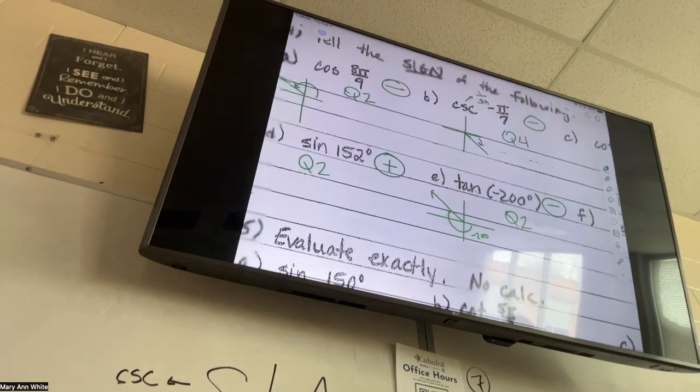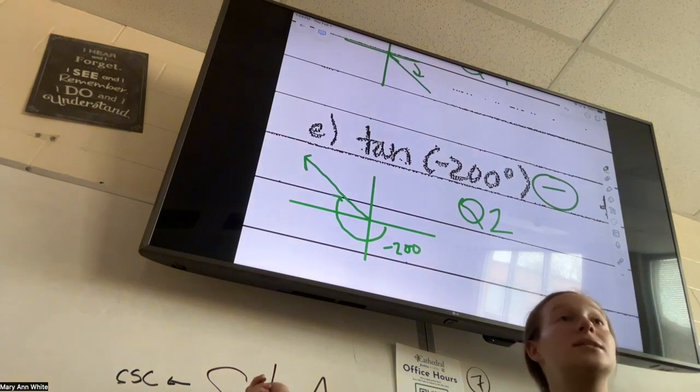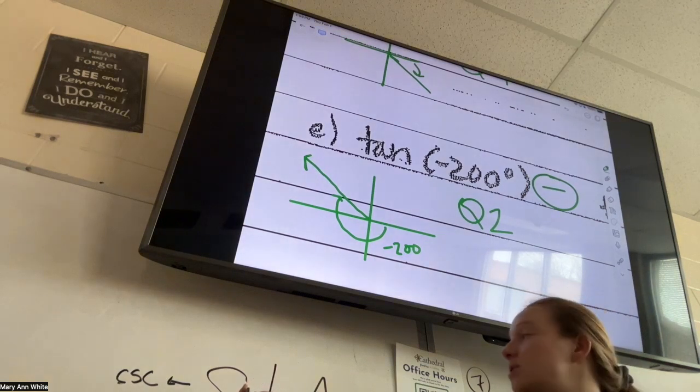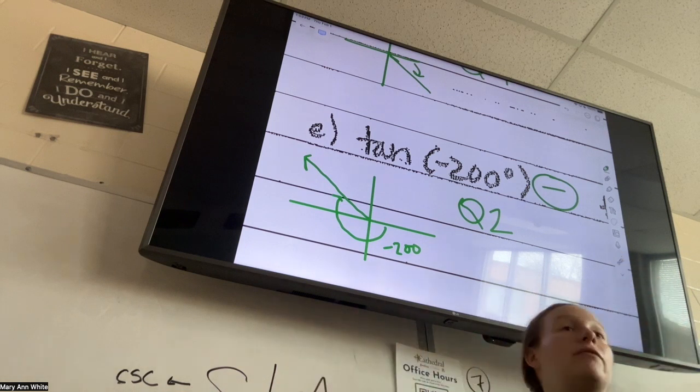Wait, can you repeat it? Say again. Can you repeat what you just said? So I said, we figured out this was in quadrant 2. And then I said, what is tangent in quadrant 2? Is it positive or negative? I don't have any rule on tangent, but I know in quadrant 2, only sine is positive. So I'm going to assume everything that's not sine or cosecant, the reciprocal of sine, is negative.